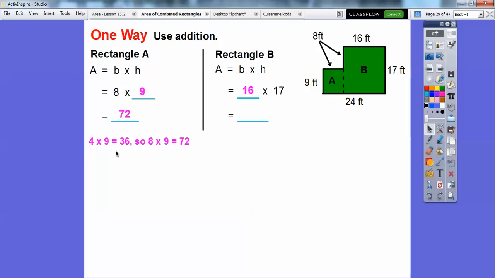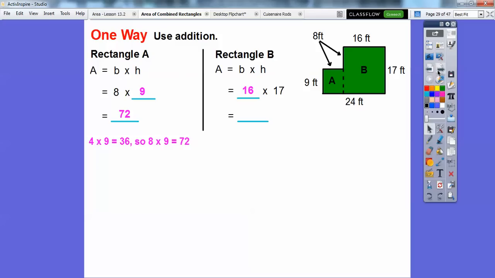4 times 9 is 36, so if I double 36, that would give us 8 times 9, because 8 is double 4. Okay, so if you forget what 8 times 9 is, you can just do half of 8 times 9, which is 4 times 9, which is 36, and then double that. And that's what I did with this one. I kept doubling and doubling.